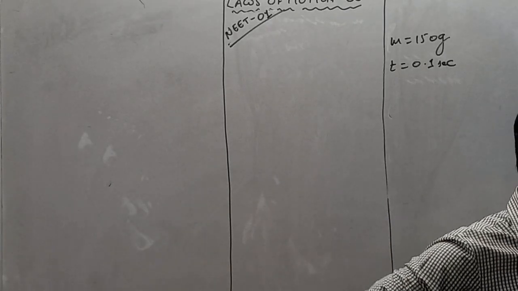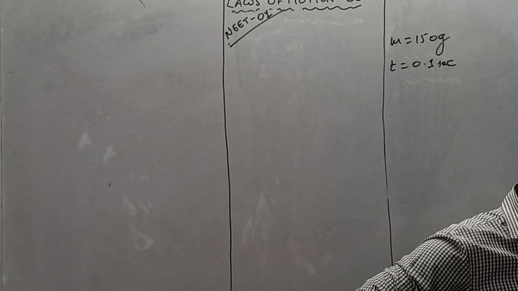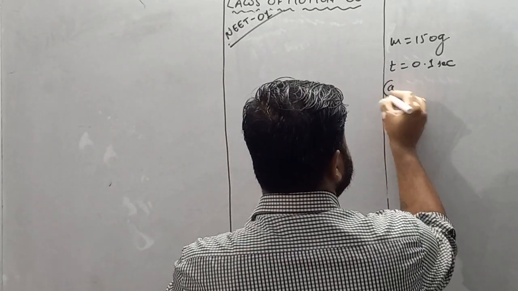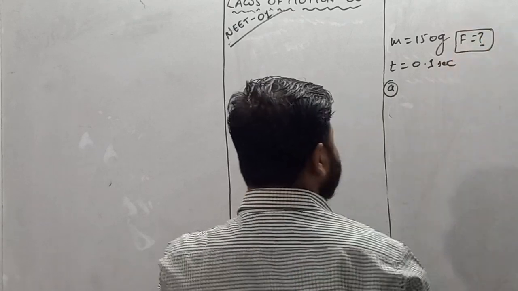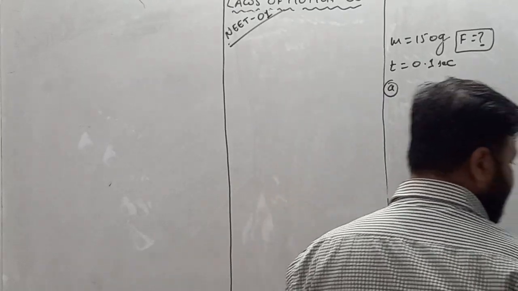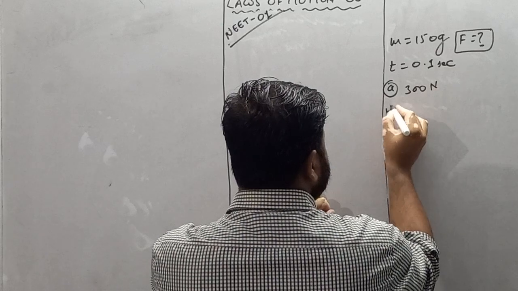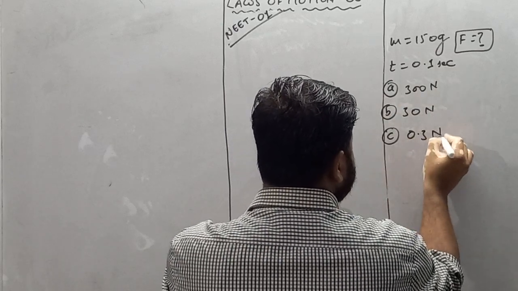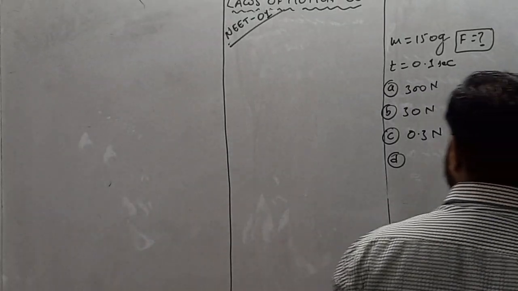then he experiences a force of, we have to find the value of force. How much force will the cricketer experience? Options are A 300 Newton, B option is 30 Newton, C option is 0.3 Newton, and D option is 3 Newton.